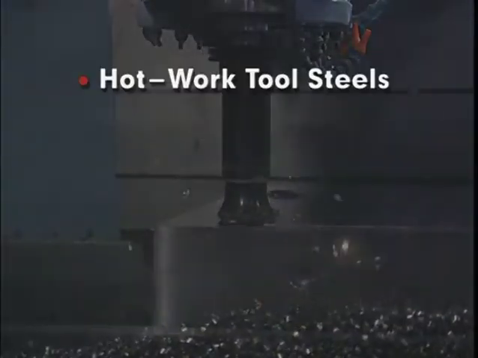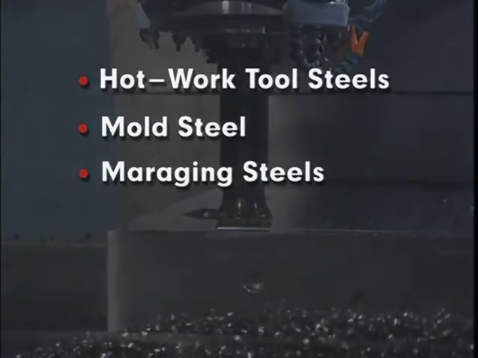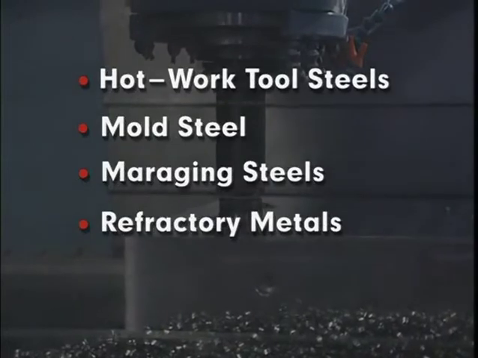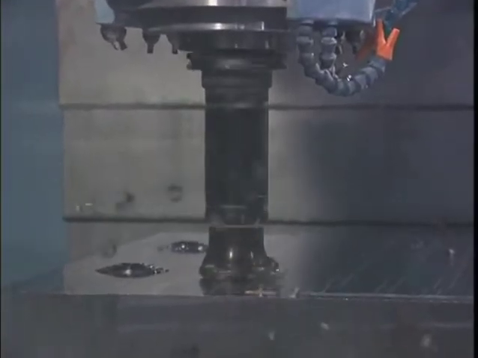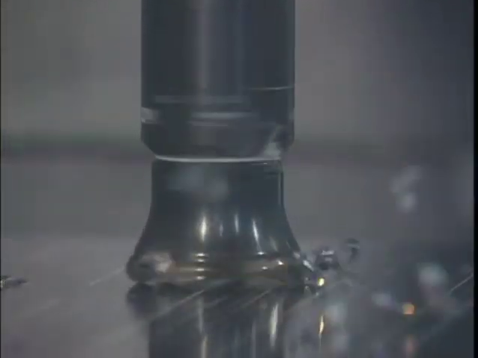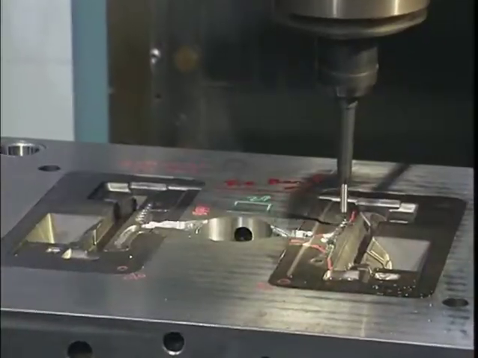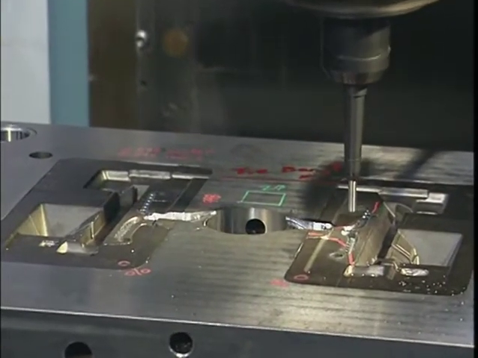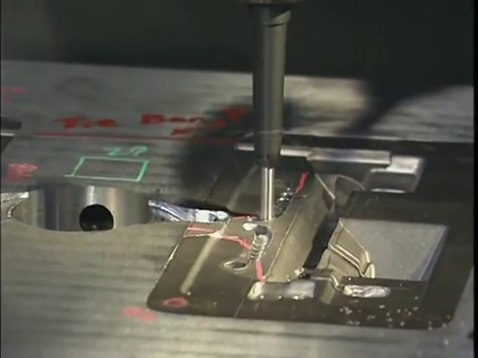Dies are usually produced from hot work tool steels, mold steel, maraging steels, and to a lesser extent, refractory metals such as tungsten and molybdenum alloys. All tooling materials are noted for high hot strength and high temperature wear resistance. Dies are usually made by machining from blocks of wrought metal, but they also can be cast and machined. Because of their machined features, precision, and materials used, die casting tooling is expensive, but the dies are reusable for thousands or even hundreds of thousands of parts.